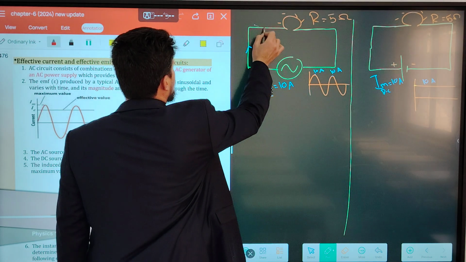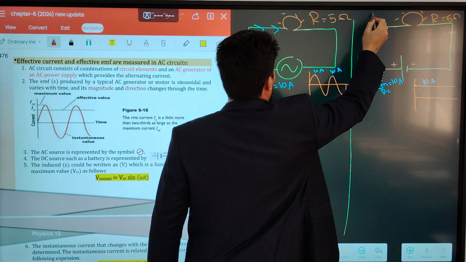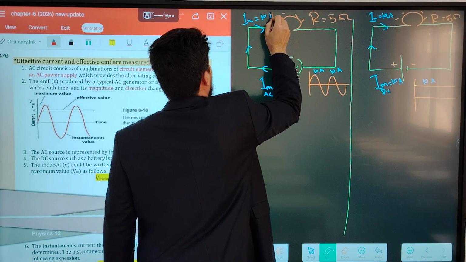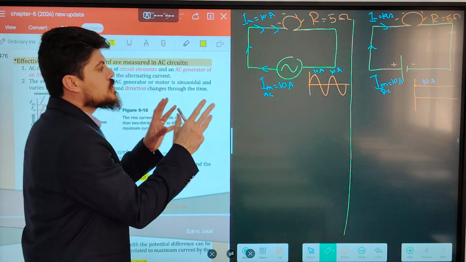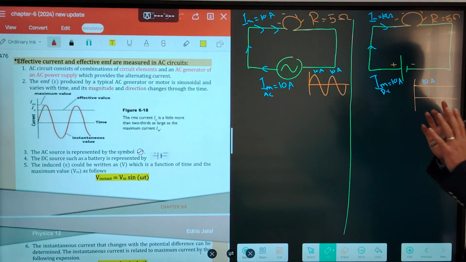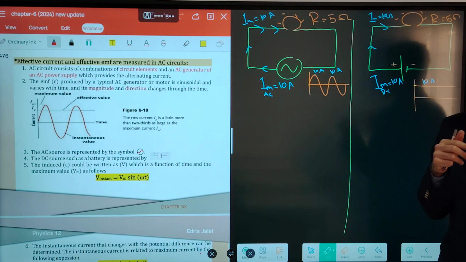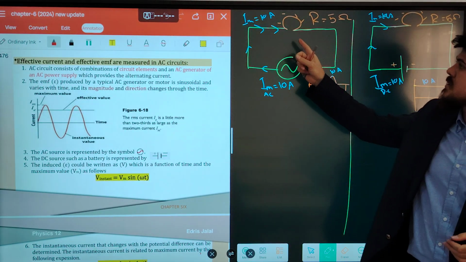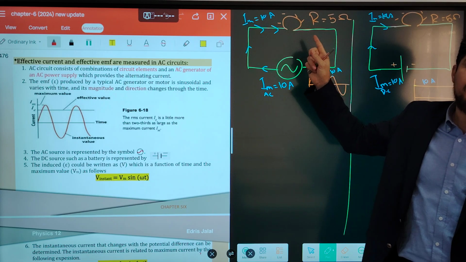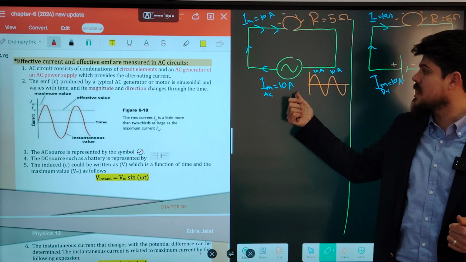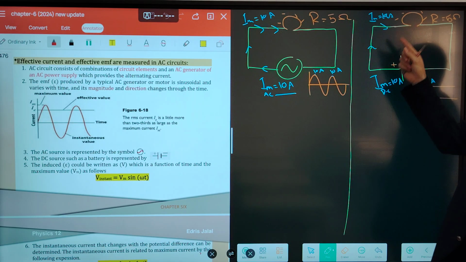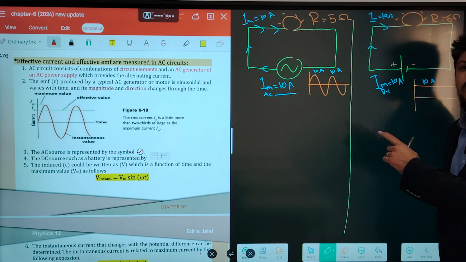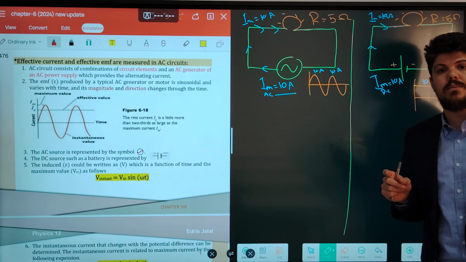Guys, when current flows through the resistor, I am 10 ampere here and I am also 10 ampere here. Which one has more power dissipation? This is a very good question, be careful. In which case do we have more power loss: a 5 ohm resistor in AC with maximum 10 ampere, or the same 5 ohm resistor in DC with a maximum value of 10 ampere? Absolutely, the DC source has more power dissipation.